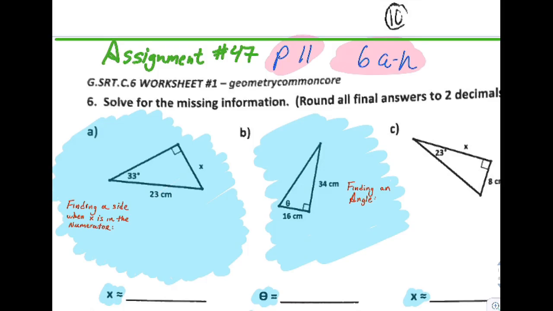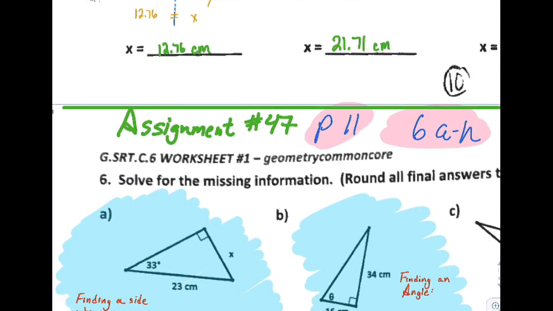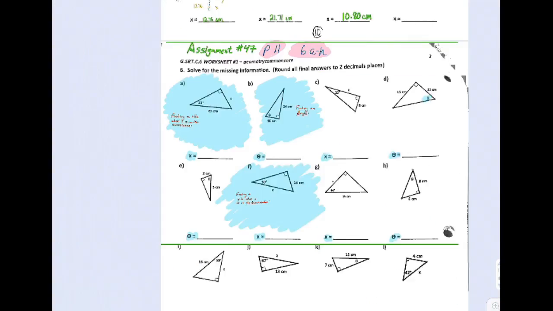Okay, assignment number 47 is page 11, the top half basically. Number 6A through H, those 8 problems right there. So what I'm going to do is do 3 of them, the 3 that I highlighted in blue, because there's sort of 3 different ways that this could happen.